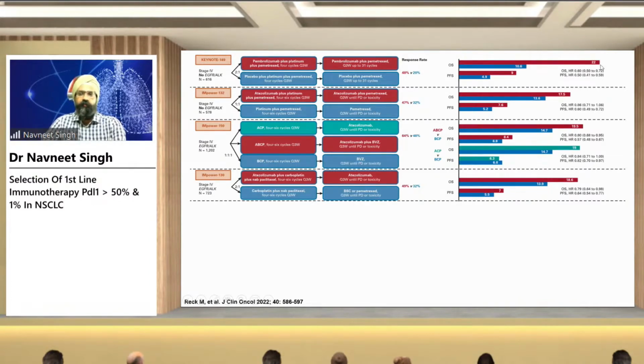And in fact, the OS benefit was the highest in Keynote 189. However, both Empower 150 and 130 also led to significant improvement in OS. Here again, response rates were better compared to the chemo-only arms. PFS benefits were again very marginal or sometimes even similar.